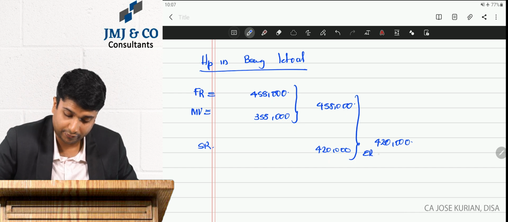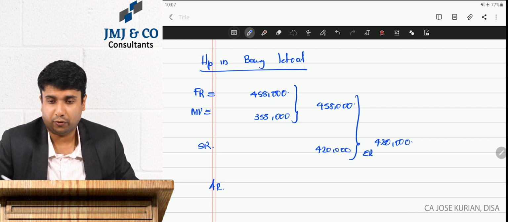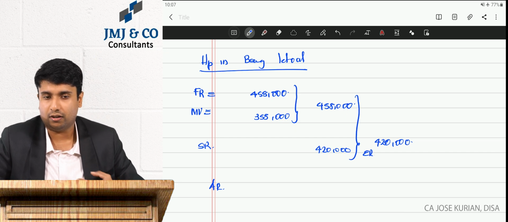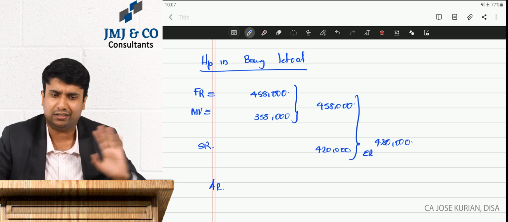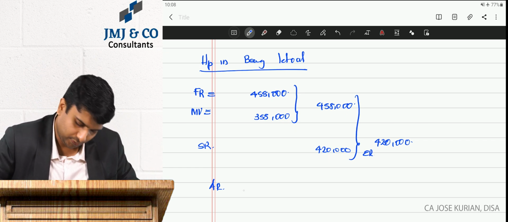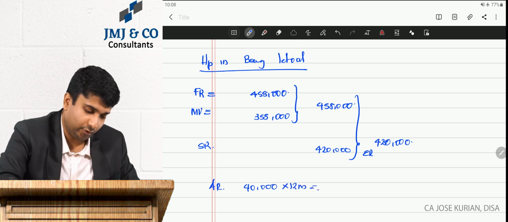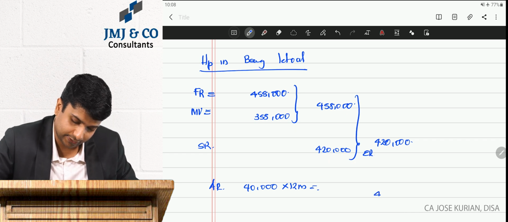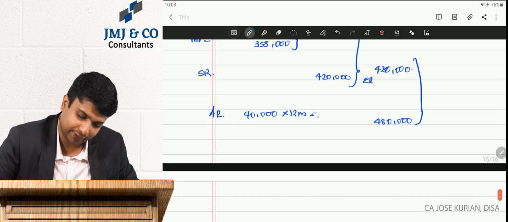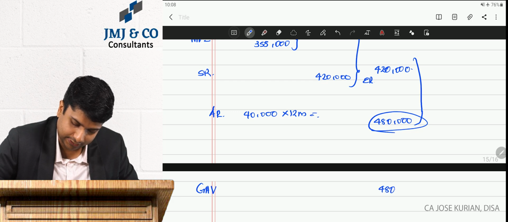Now we will compare this expected rent with actual rent. And what is the actual rent? In the question it says 40,000 per month. All right, and the question is not specifying whether it is vacant or being let out for part of the year. There is no information like that. So we are assuming that it has been let out for the entire year. So 40,000 into 12 months would be 4,80,000. Normally whichever is higher will be taken as the gross annual value. So the higher figure is 4,80,000. So gross annual value would be 4,80,000.